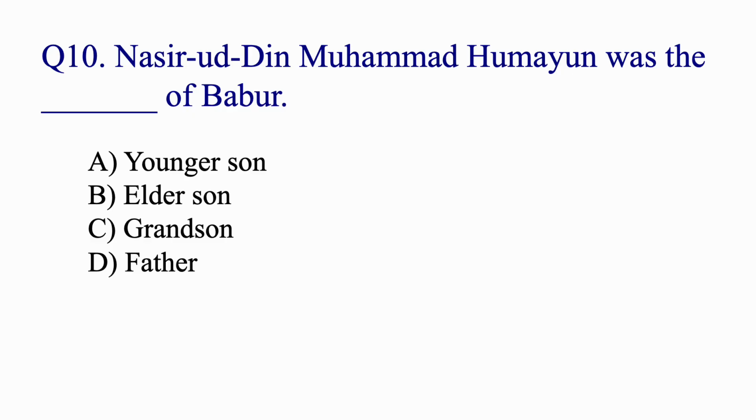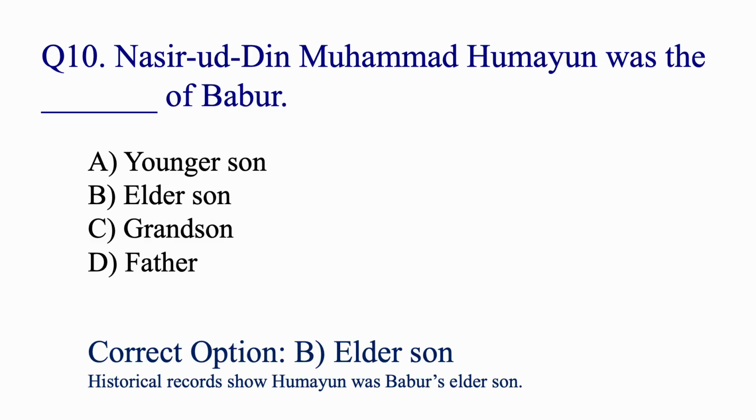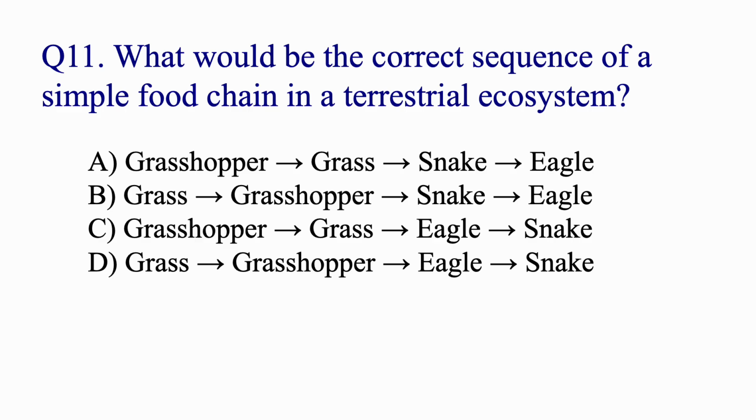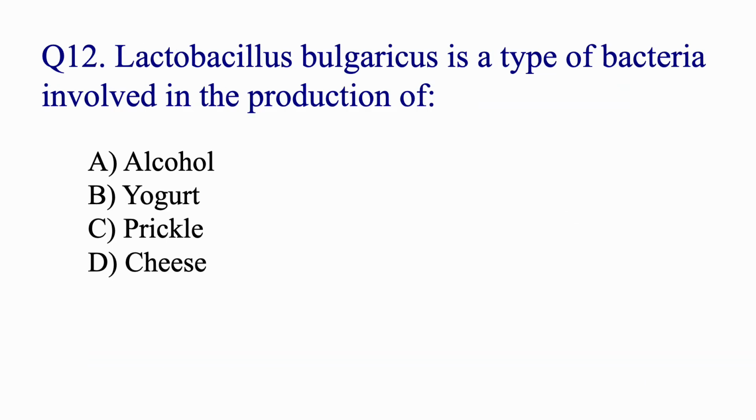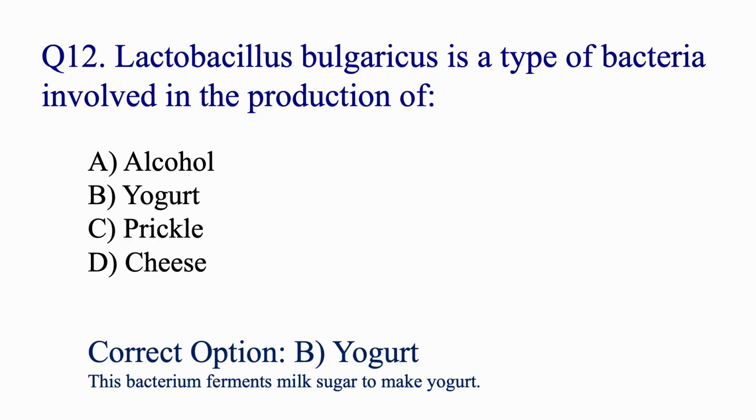Nasiruddin Muhammad Humayun was the dash of Babur, elder son. What could be the correct sequence of a simple food chain in a terrestrial ecosystem? Grass, grasshopper, snake, and eagle. Lactobacillus bulgaricus is a type of bacteria involved in the production of yogurt.